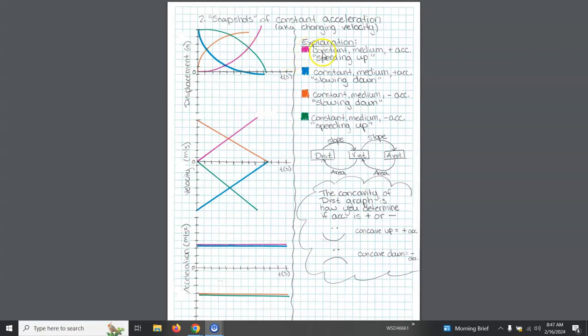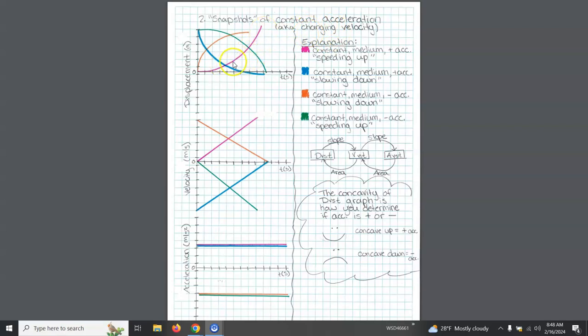Our first one is pink and it says constant, medium, positive acceleration, aka speeding up. Now, if my velocity and my acceleration are both positive, this is the graph I'm going to have. This object probably started from rest and then was given a positive acceleration. But if something is accelerating positively, that means its velocity is changing in the positive direction. It's getting faster and faster and faster.